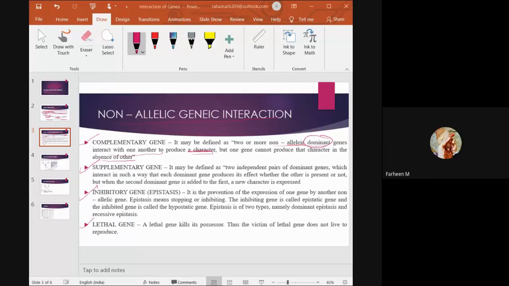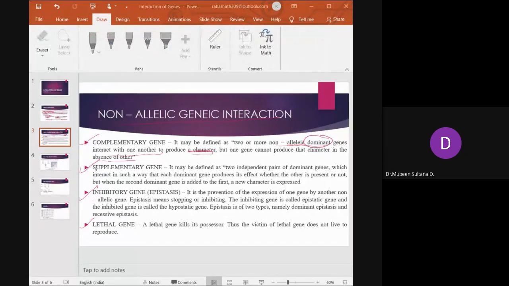Two or more non-allelic dominant genes interact with one another to produce a character, ma'am. But one cannot produce that character in the absence of the other. If one is absent, the other can't produce. Okay, so this is what is called complementary gene.